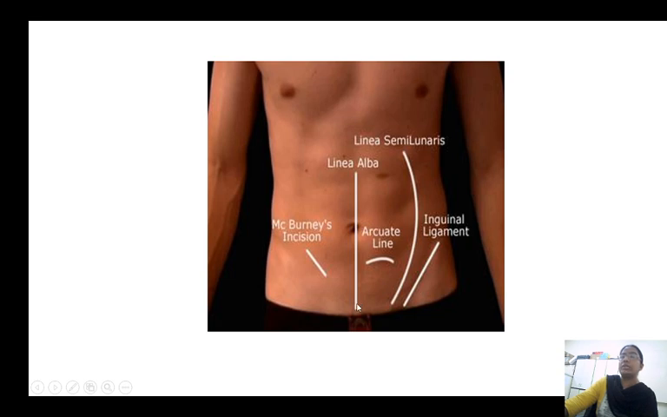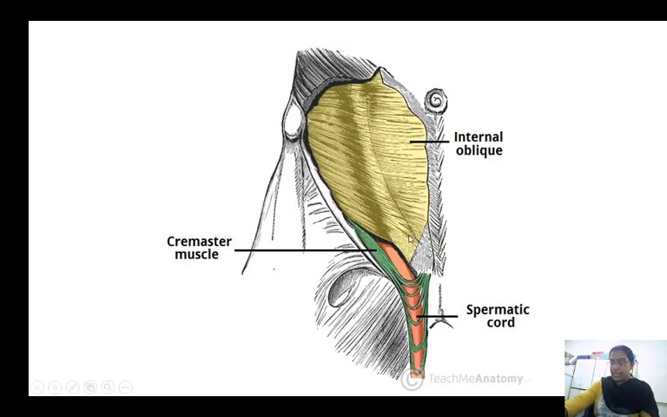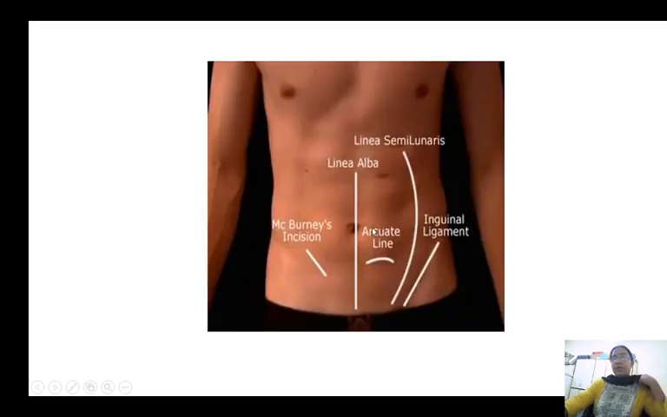The meaning is that above the arcuate line, the internal oblique divides into 2 laminae, but beneath the arcuate line, it is not dividing. It forms a single lamina and gets inserted into the pubic tubercle along with the pubic crest, that is the lower part of the linea alba. Means upper 3/4 part it is dividing, but in the lower 1/4 part there is no division of the internal oblique. Yes, this is one of the interesting points.